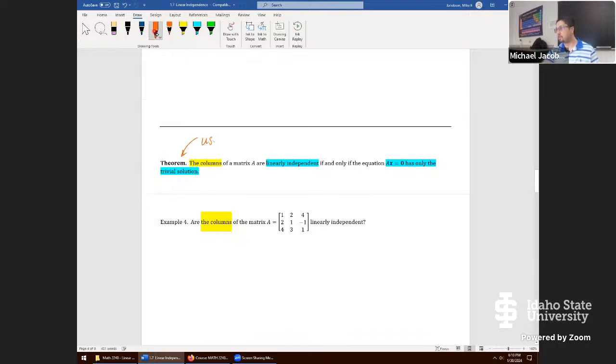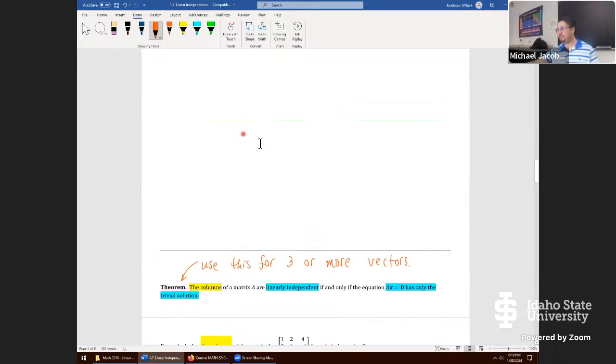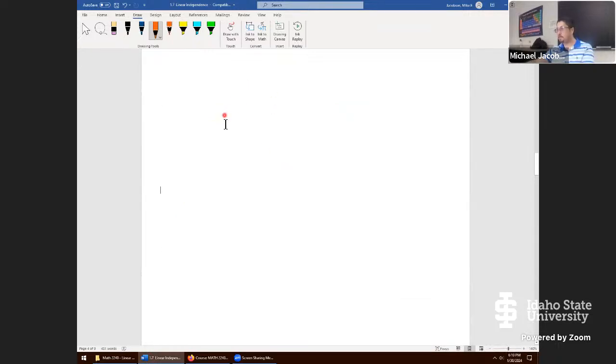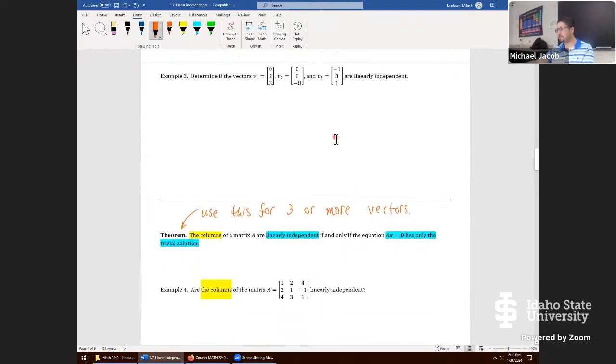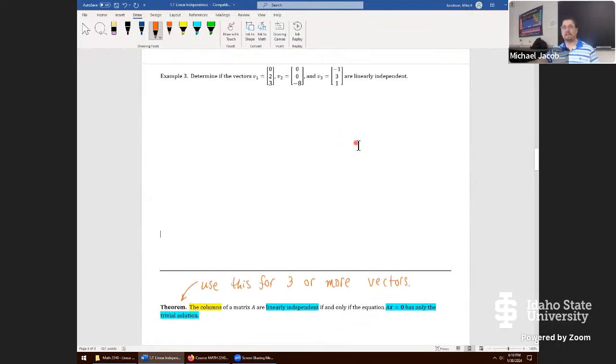Use this for 3 or more vectors. Okay, in fact, we're going to use it right away on the example right above. Okay, so we have definitely 3 or more vectors. If we're going to test the independence, we could form the matrix equation, or we could form a vector equation.